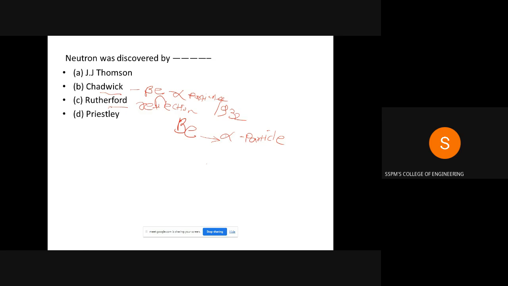They may ask questions on the discovery of particles, that is, who discovered the proton, neutron, and electron. Then the atom: the term atom was introduced by Maharishi Kanad. So you should know about the history of the atom.